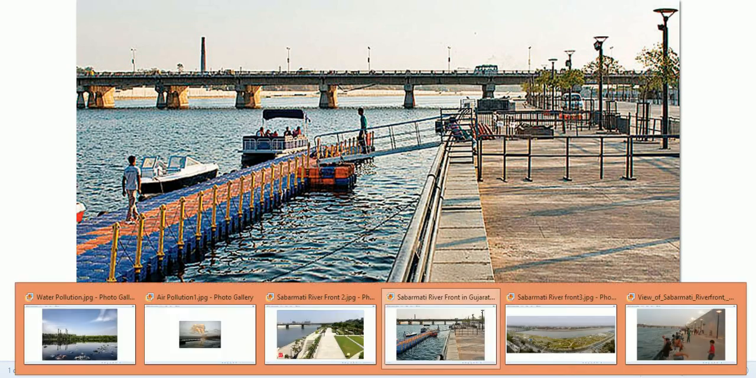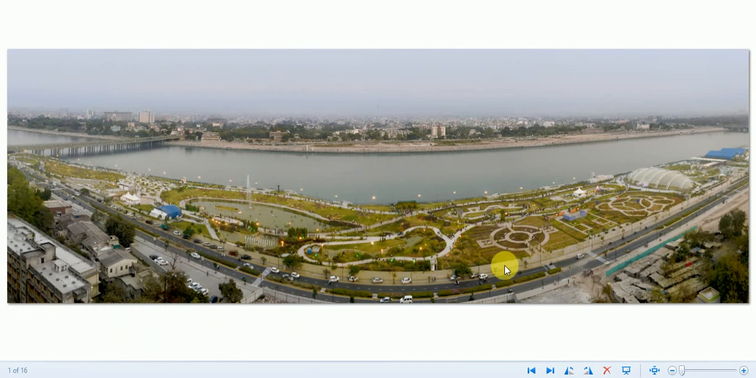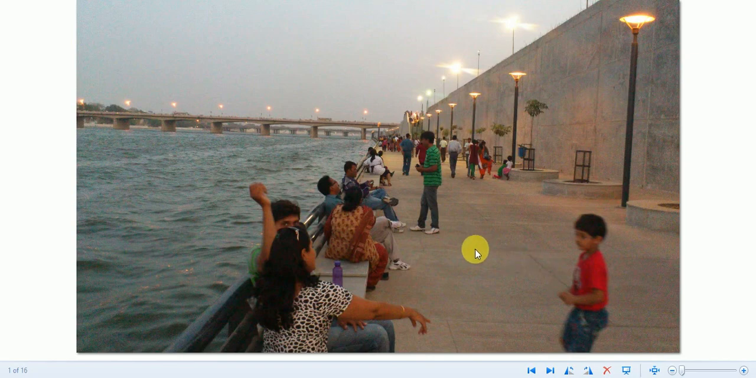Then another photograph. This is a panoramic view of the river Sabarmati. I think you are seeing this very long stretch of riverfront, very neat and clean. And this is another one. See, this is also on the same river, the Sabarmati river in Gujarat. Here it becomes a park, a spot where people are enjoying. If we develop riverfront like this, then river pollution may be checked. So development of riverfront is very important.